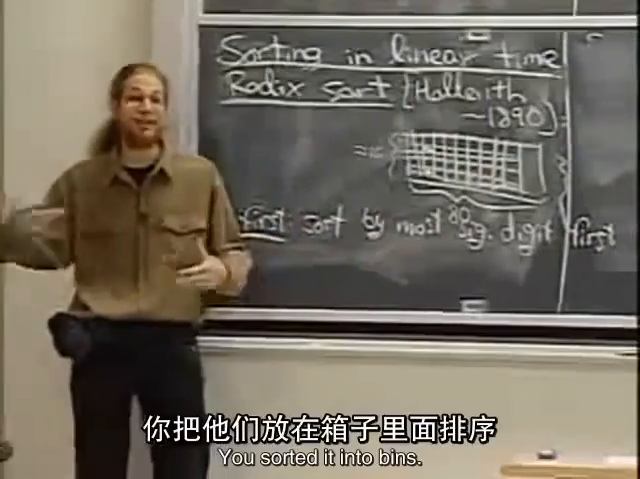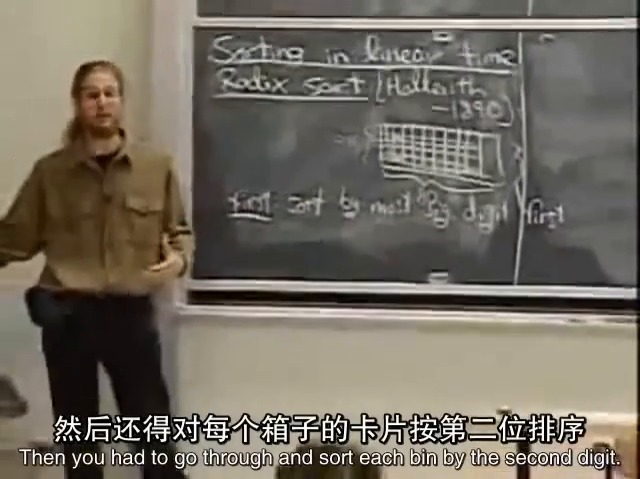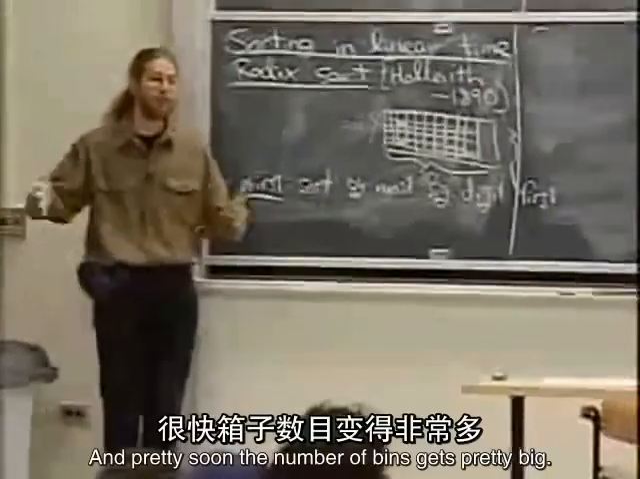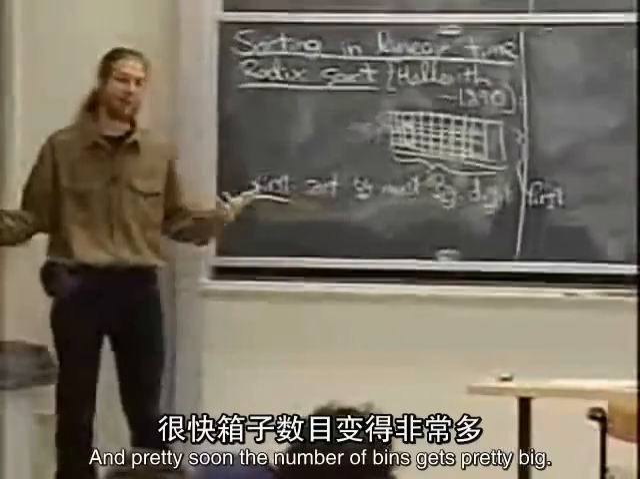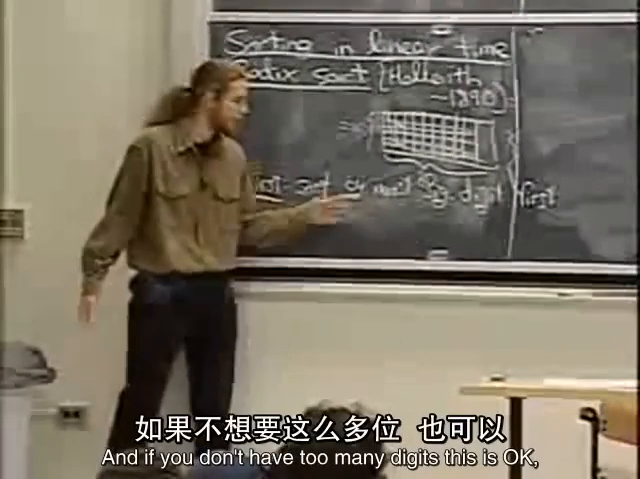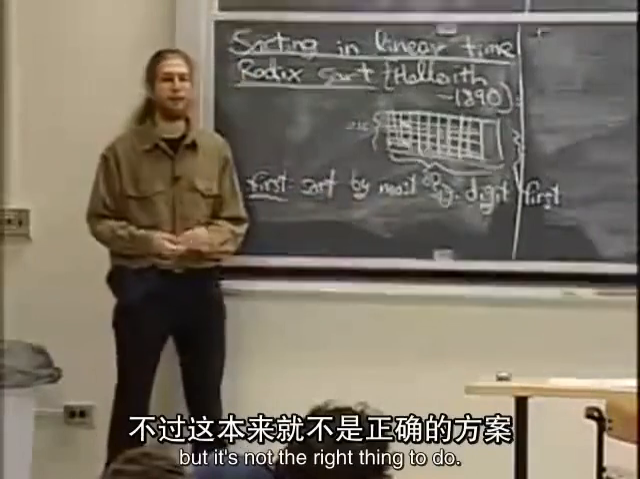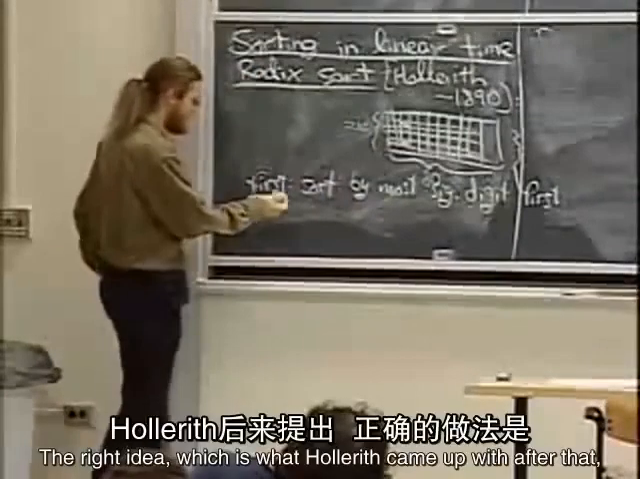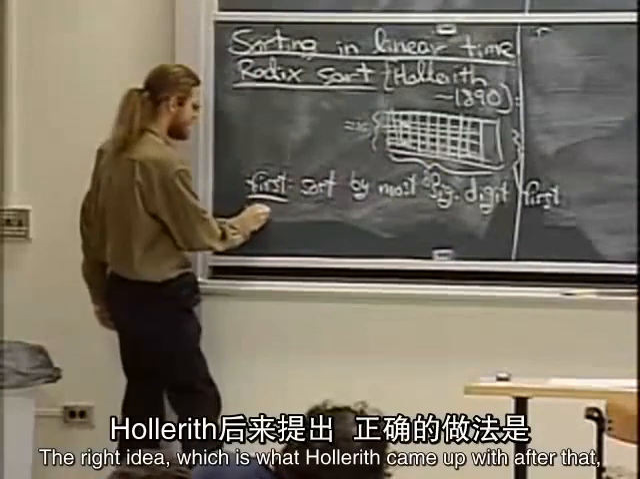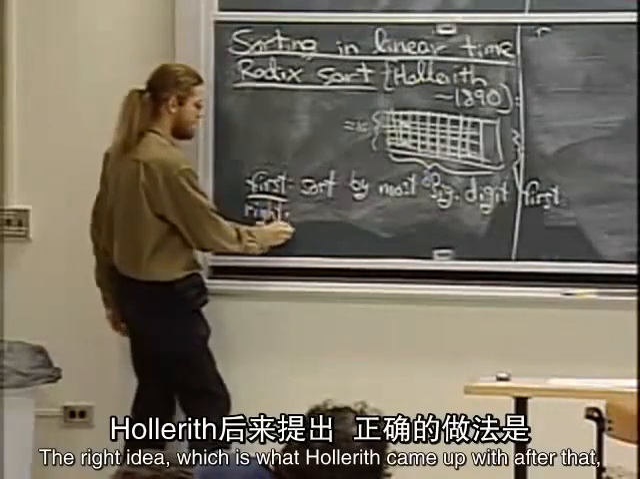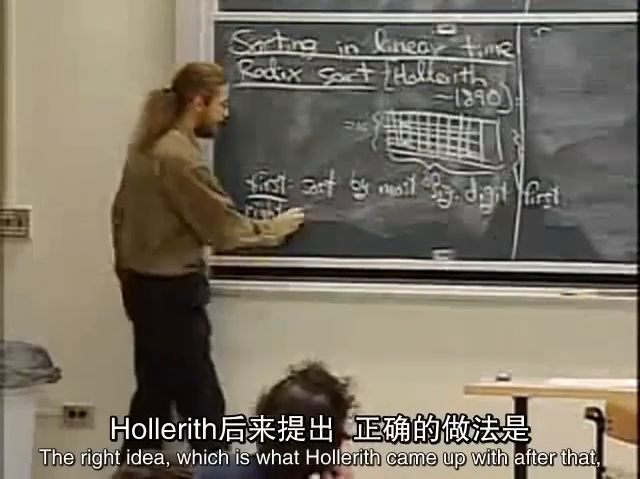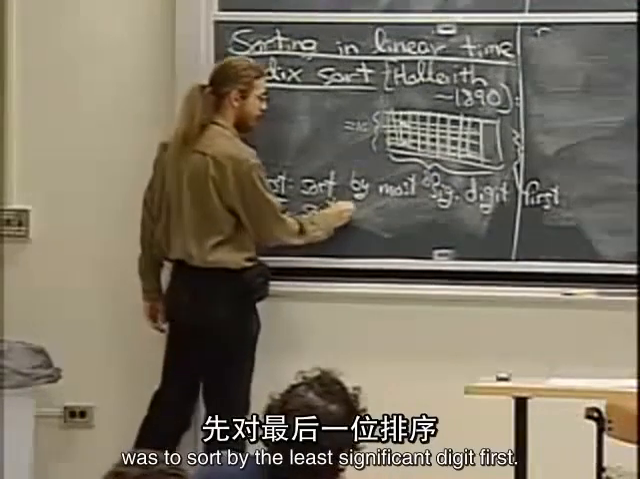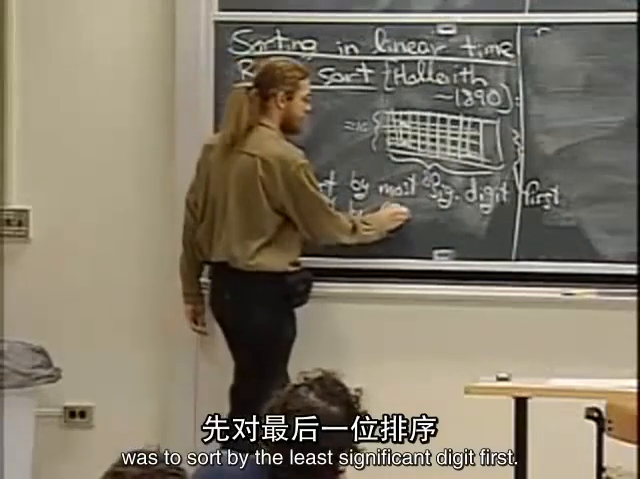You sort into bins. Then you have to go through and sort each bin by the second digit. And pretty soon, the number of bins gets pretty big. If you don't have too many digits, this is okay, but it's not the right thing to do. The right idea, which is what Hollerith came up with after that, is to sort by the least significant digit first.